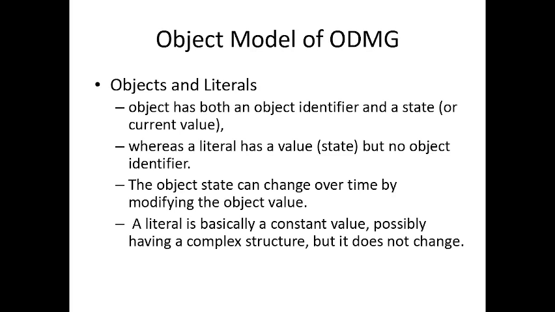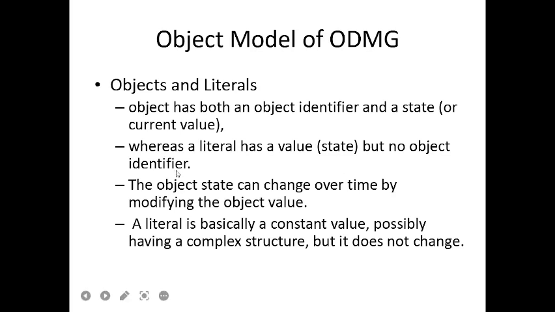And many of the concepts in the ODMG model we have already seen. When we talk about the ODMG model, objects and literals are the basic building blocks of the object model. The main difference between them is that an object has both an object identifier and a state. A state means its current value, whereas a literal has a value, known as state, but it doesn't have an object identifier. In either case, the value can have a complex structure.